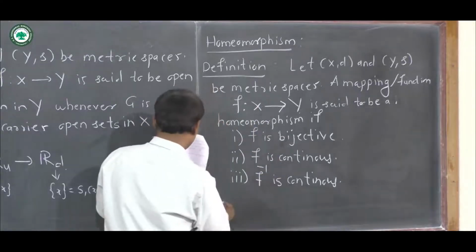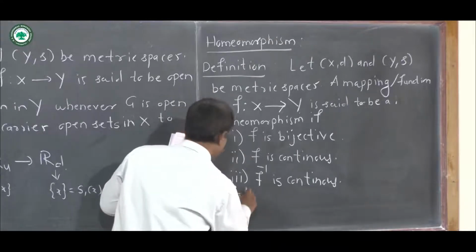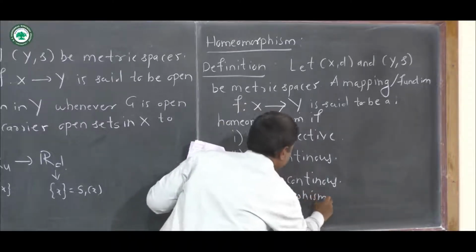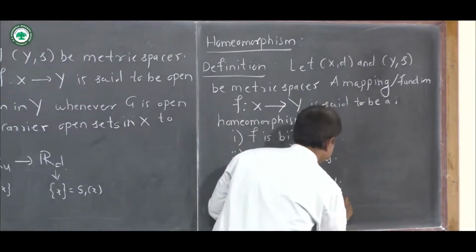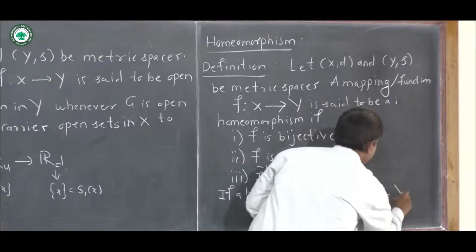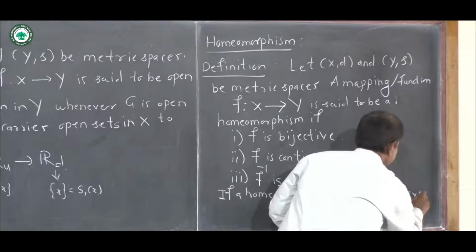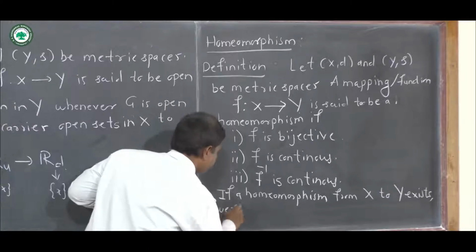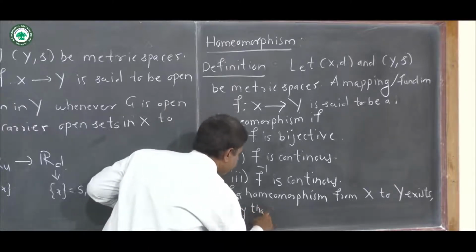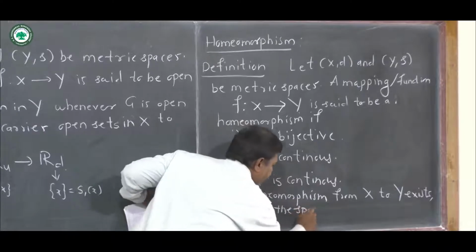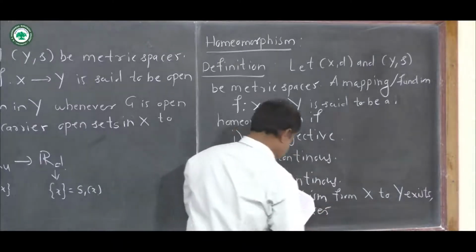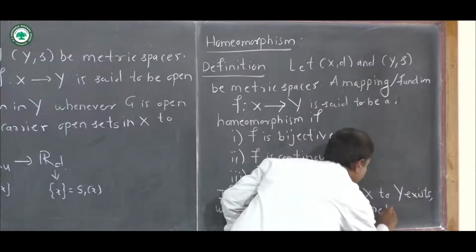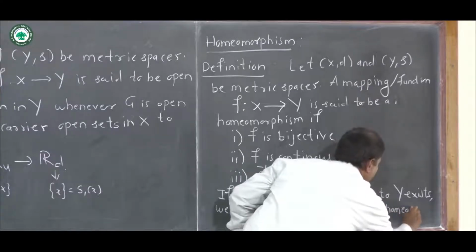So we write: if a homeomorphism from X to Y exists, we say that the spaces X and Y are homeomorphic.